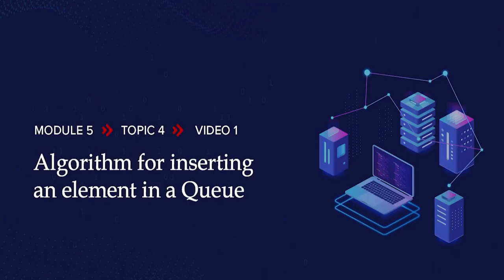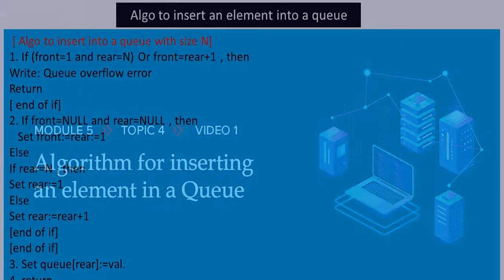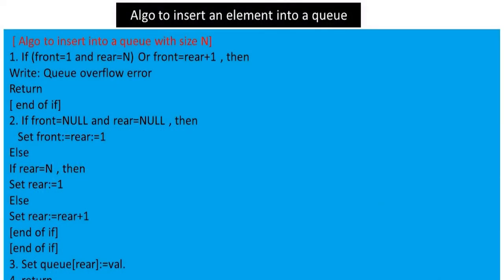In the previous lecture, I explained fully by using a dry test how we can insert a new element and delete an element from a queue. It will be very easy for you to understand the algorithm that I am going to present. So this is an algorithm to insert an element into a queue.